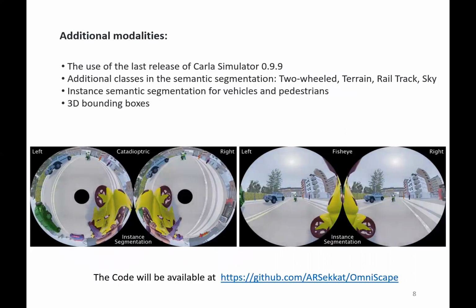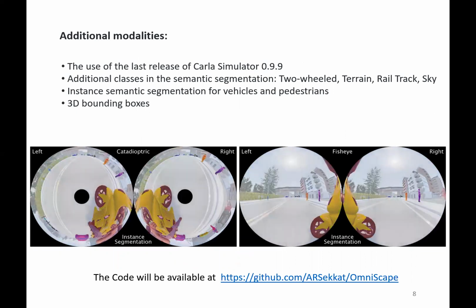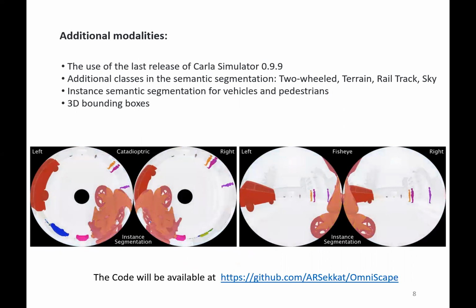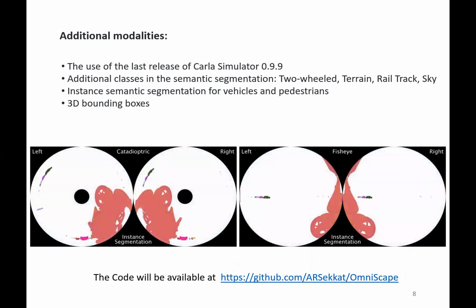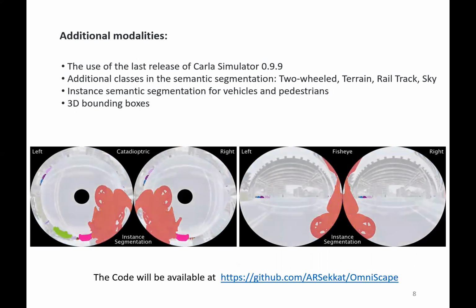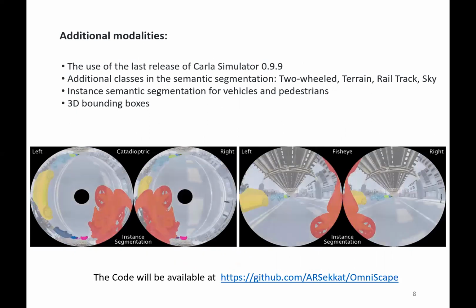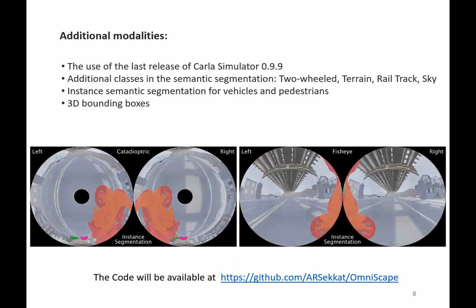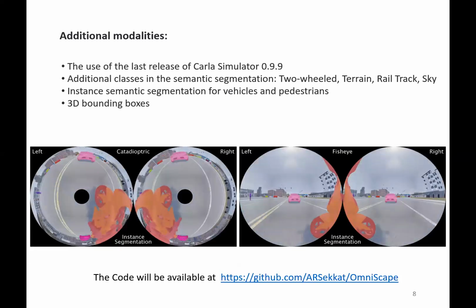Finally, here we have some additional modalities we added to the dataset. So currently we use the last release of Carla Simulator, to which we added new classes in the semantic segmentation as two-wheeled vehicles. We also generate instance semantic segmentation and 3D bounding boxes of vehicles and pedestrians.